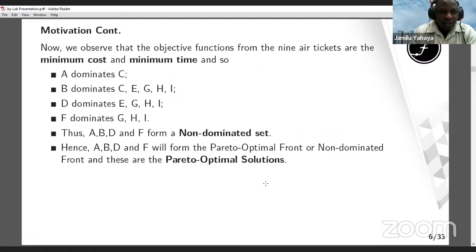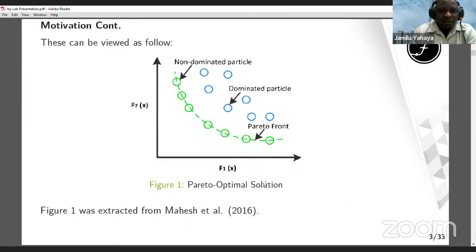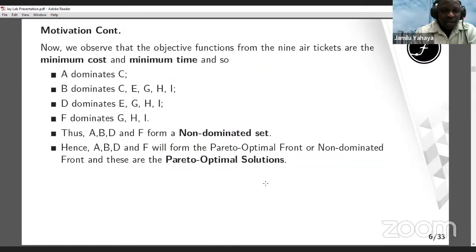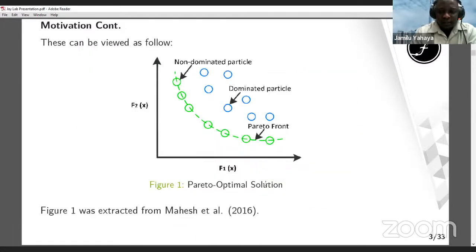the C, E, G, H, I are the ones in circle green. That is what we call dominated solution, because the other ones are better. So if we are to plot the graph of that particular scenario, it will be just like A, B, D. That is A, B, D, and F will be on the green line here.